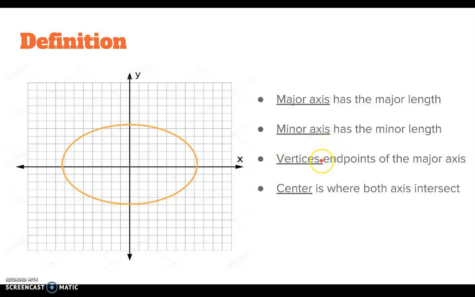There are vertices, which are the endpoints of the major axis. So in this case, as the major axis is located on the x-axis, this is an endpoint, this is another endpoint. This is a vertex, another vertex, and the plural is vertices. And the center is where both axes intersect. In this case, the center is 0, 0, like this.